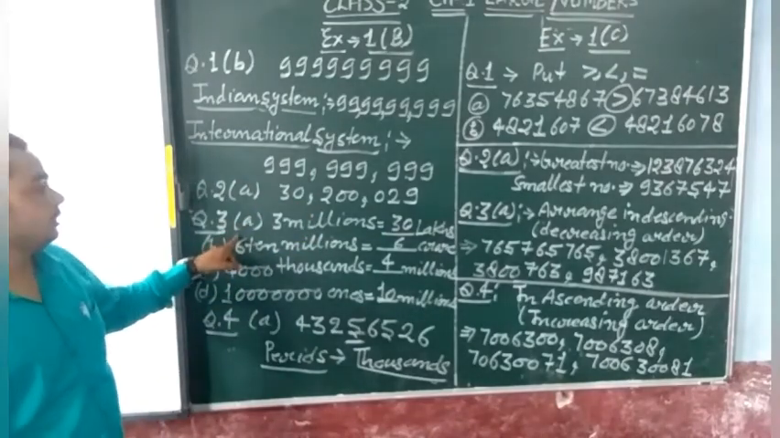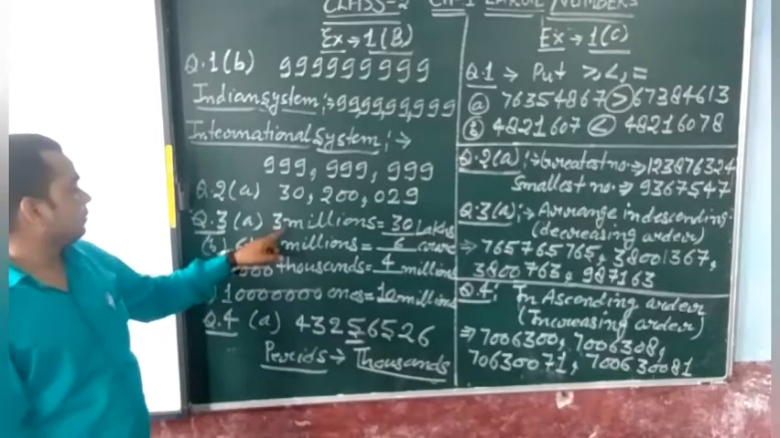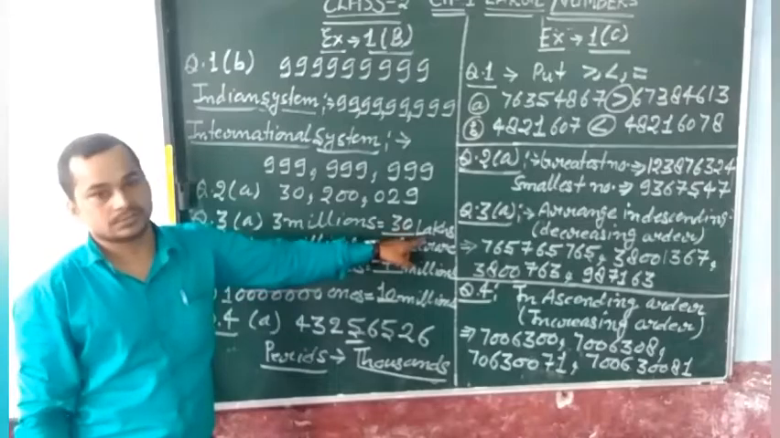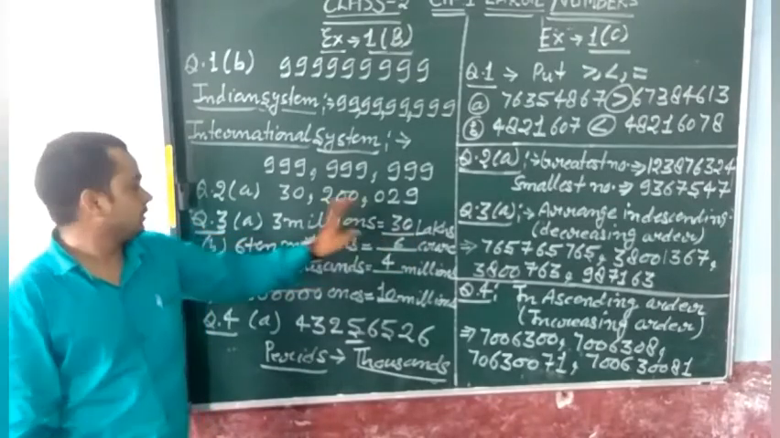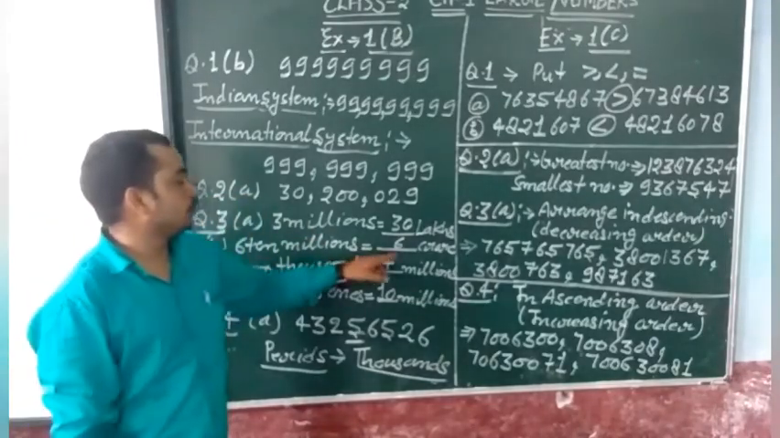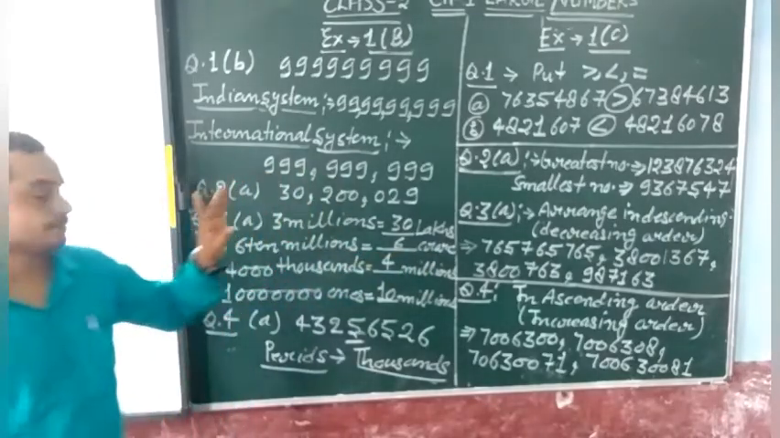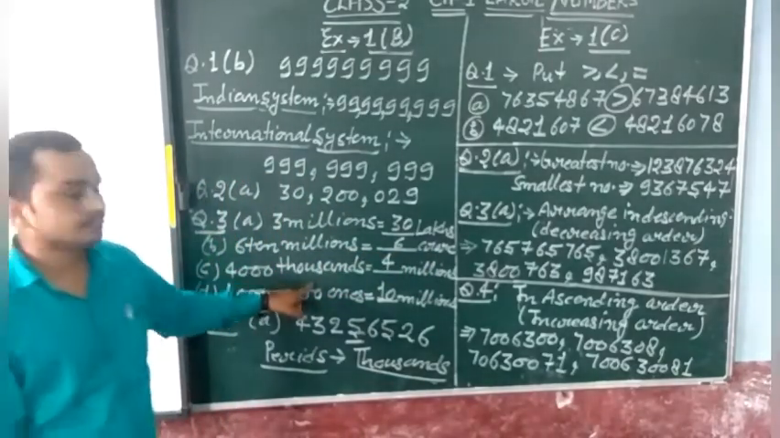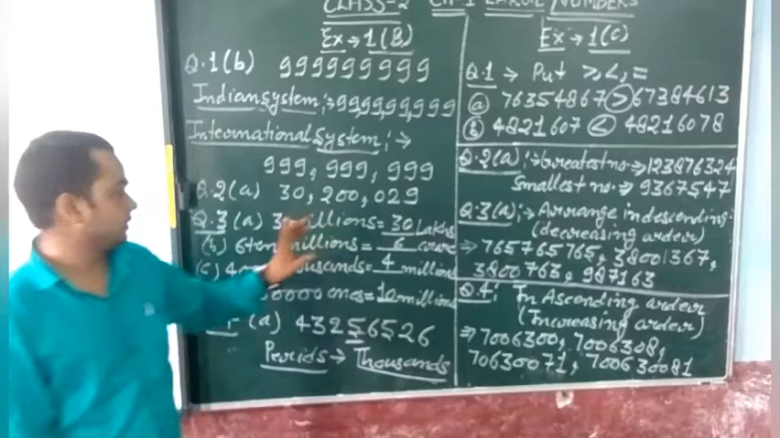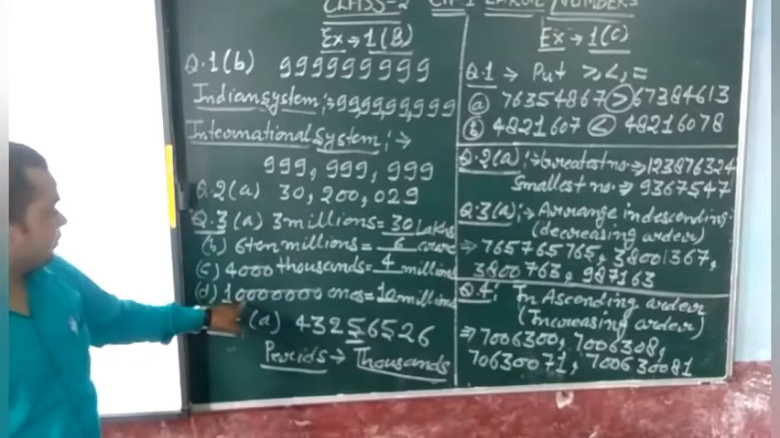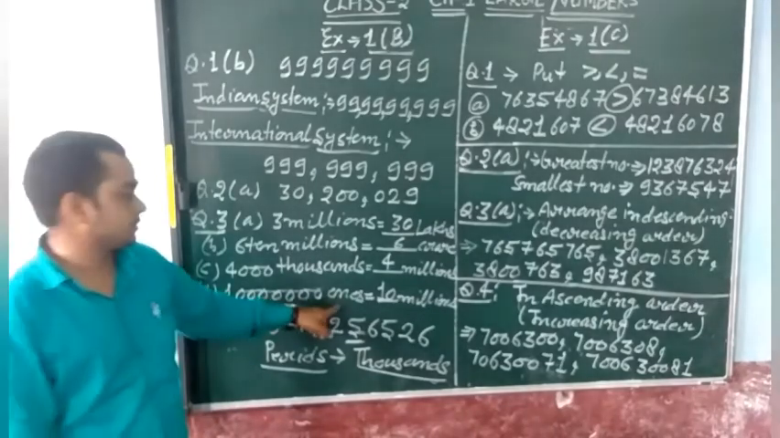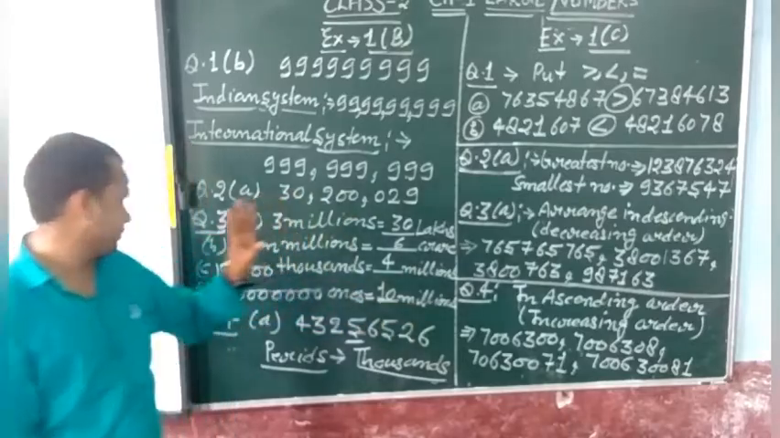Then next, question number 3, fill in the blanks. Part A, 3 millions is equal to how many lakhs? So 30 lakhs. Then 6 ten millions is equal to how many crores? That is 6 crores. In part C, 4,000 thousands equals how many millions? That is 4 millions. Next, ones, tens, hundreds, thousands, ten thousands, lakh, ten lakh: 10 lakh ones is equal to 10 million.